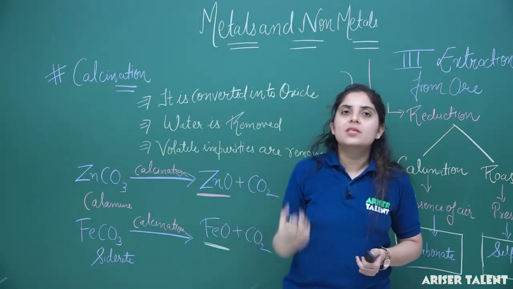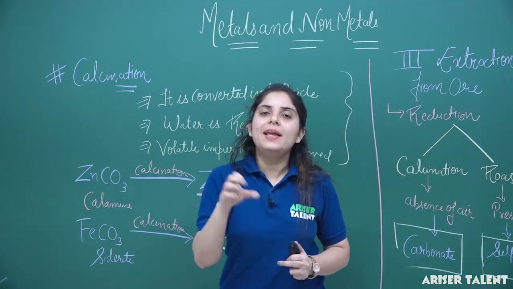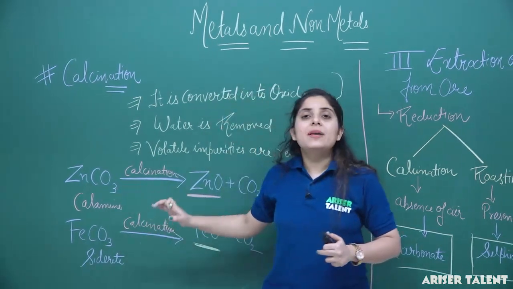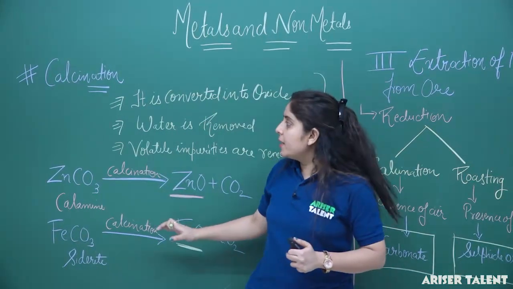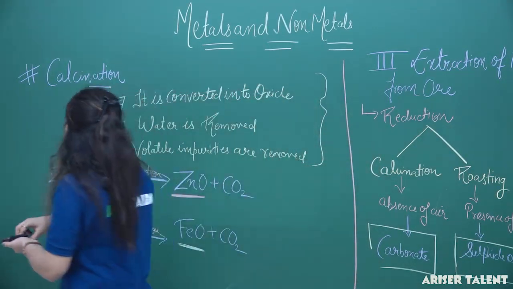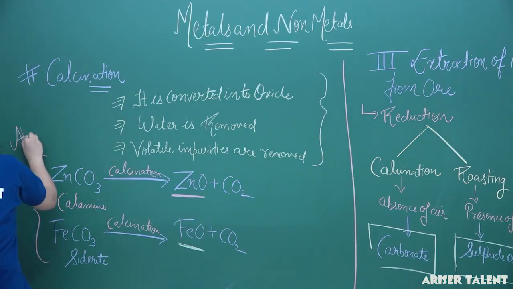Firstly we get the oxide, then this oxide is reduced by using a suitable agent and the metal is obtained in this process. And this process is basically done in the absence of air. So we can say that this process is actually the calcination process, happening in the absence of air.